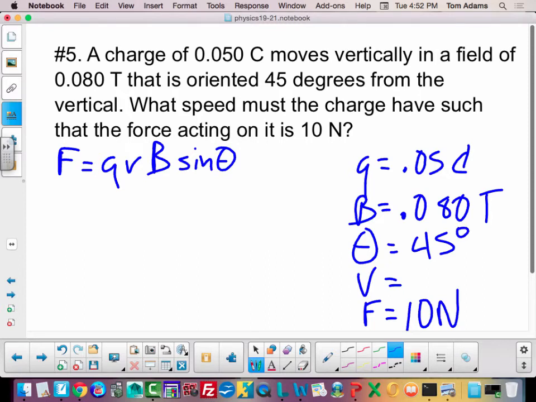So let's take this equation and solve for V. So to solve for V, I just basically got to divide both sides by QB sine of theta. Whatever I do on one side, I got to do on the other. All right.